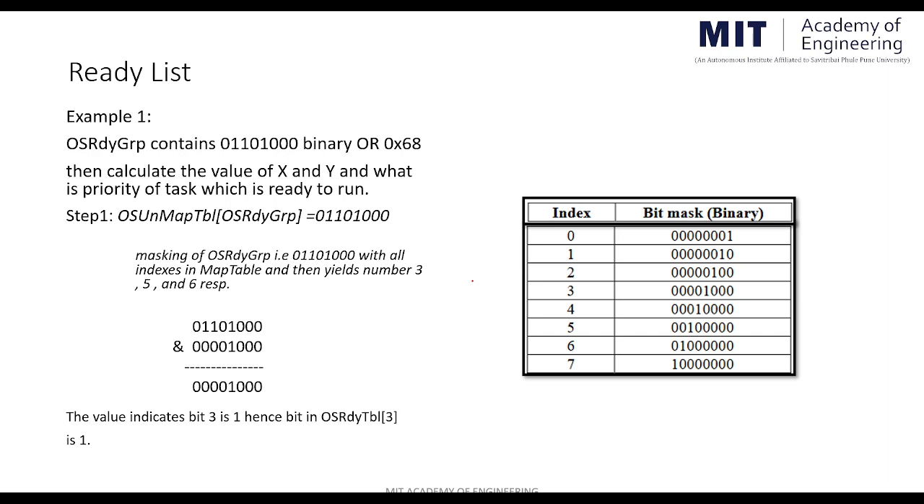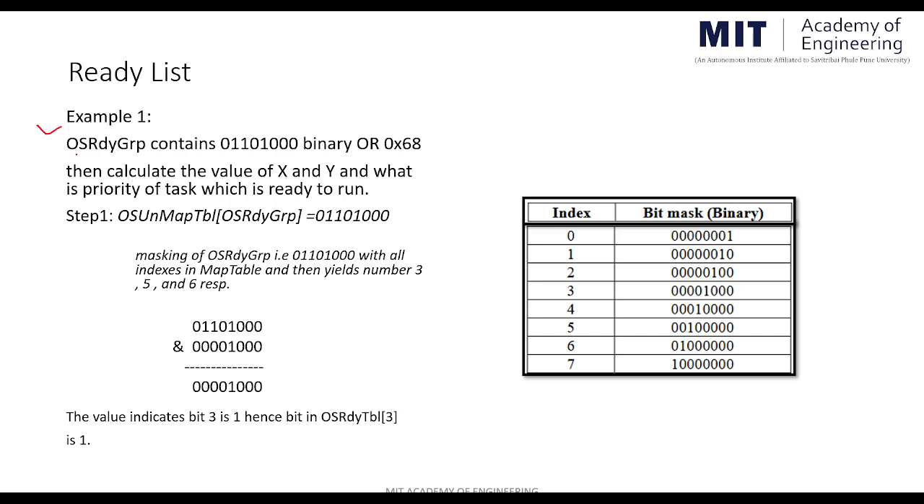So MUCOS 2 always has to keep track whether any high priority task is ready to run rather than the low priority task. To control all these activities, the kernel is taking the help of the ready list table. So we will see one numerical for that. This is example one.